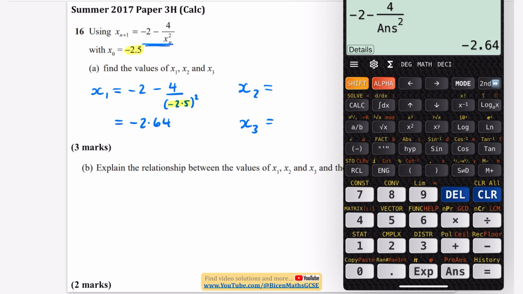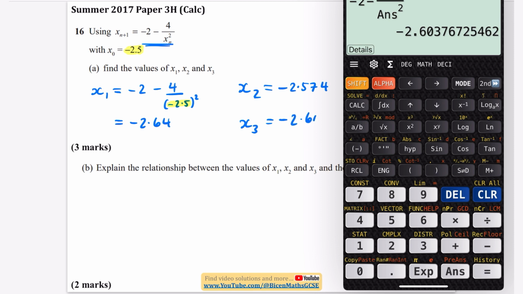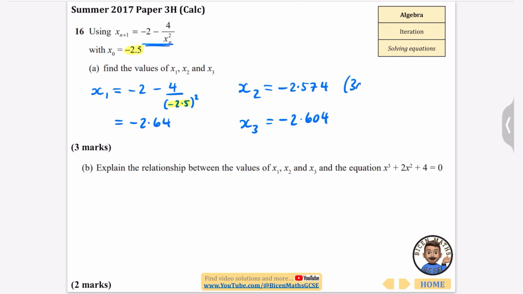Now when I press equals, that minus 2.64 is going to be back in where the answer is, and it will give me the approximation, the answer for x2 and then x3. So if I press equals, I'm going to get minus 2.574, and that's to 3 decimal places. And if I press equals again, I get minus 2.604, and again that is to 3 decimal places. And in theory, if you wanted to find x4, you could keep pressing equals lots and lots of times to find the next ones. So I have done this one to 3 decimal places, and I've done this one to 3 decimal places as well.